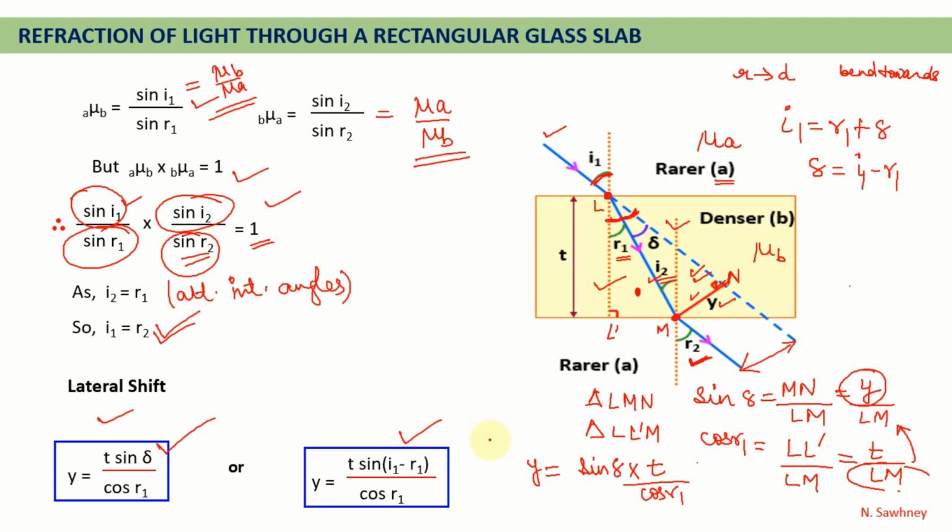So from this expression of lateral displacement, we are very much clear that this lateral displacement is proportional to thickness t of the glass slab, and it will increase with the increasing angle of incidence.